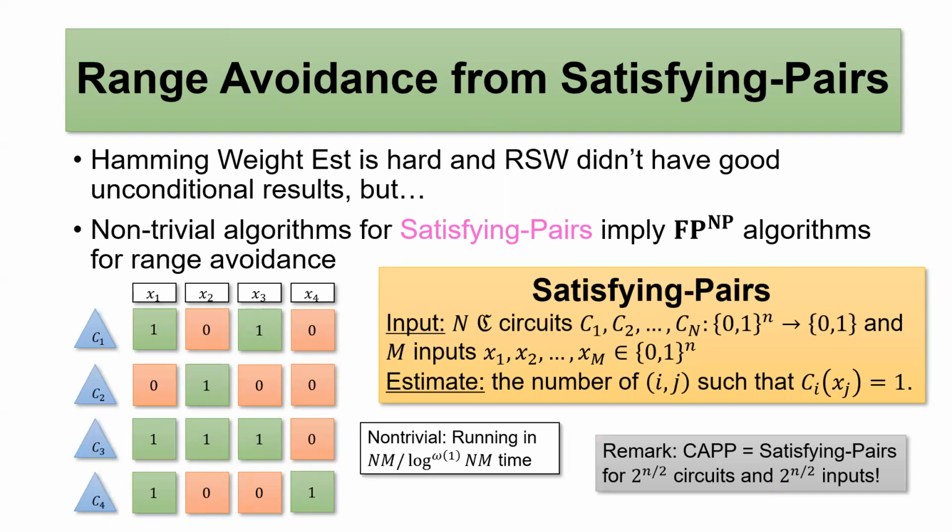One can note that CAPP can be transformed into satisfying pairs with 2 to the n over 2 circuits and 2 to the n over 2 inputs. To see this, for a length n input, we can hardcode the first n over 2 bits into the circuit.